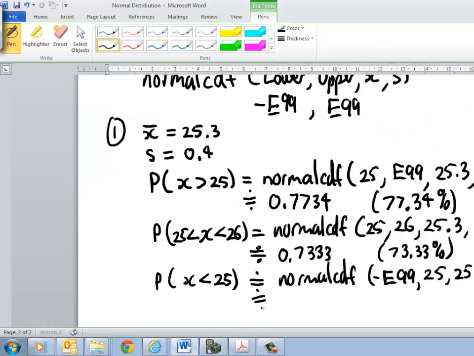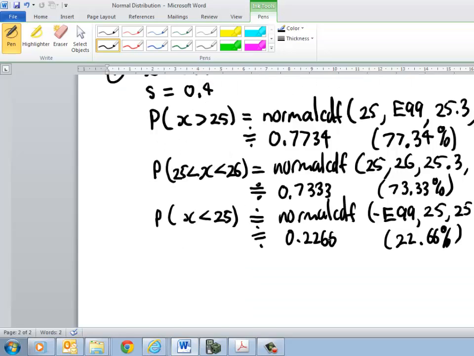Okay, so go back to that. That's approximately equal to 0.2266, which is 22.66%. Now notice, obviously this value over here was 77.34. If you add these two values together, you get pretty well 100, don't you? All right, so if it's not greater than, it's got to be less than, doesn't it? All right, so if we're looking at that particular value, then that's what we're doing.